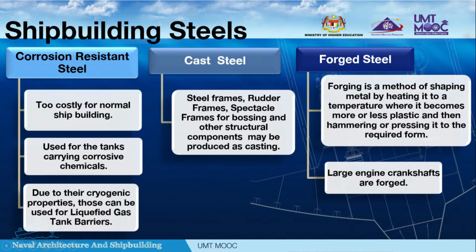Although very expensive, corrosion resistant steel for its cryogenic properties is used for liquefied gas tank barriers. Cast steel is suitable for frames, rudder frames, and spectacle frames for bossings. Large engine crankshafts are made up of forged steel.